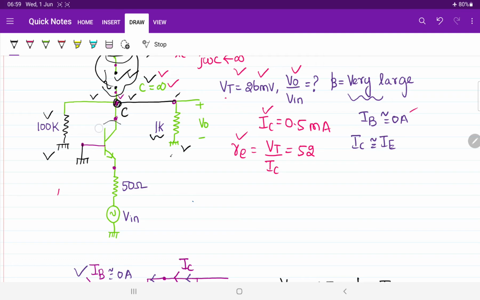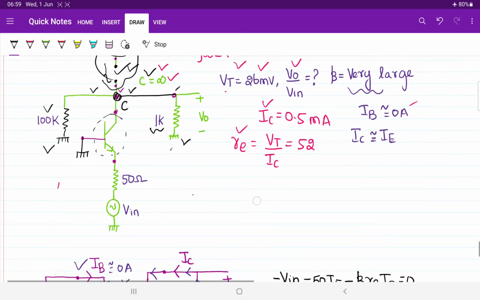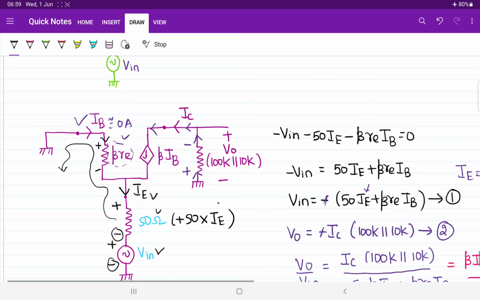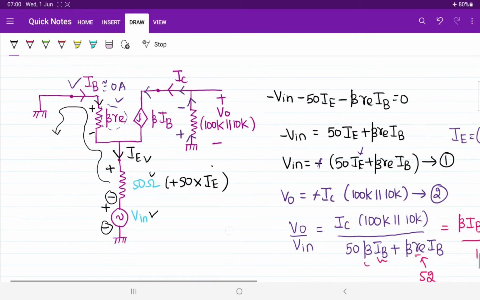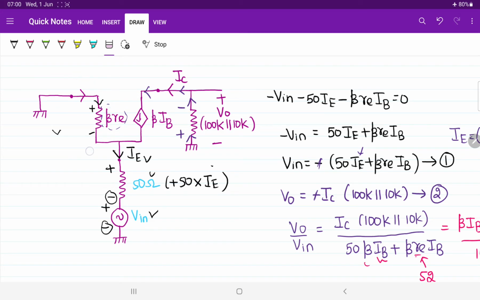Now it's time to redraw the circuit. You know how to redraw the transistor. Transistor can be replaced by the Re model or r-pi model or hybrid model. You can go with any one model according to your convenience. I have already done it because I don't want to waste time. Already we have calculated all the parameters. We know how to bring the Re model. So here I brought the Re model already. See there. How will you do that?